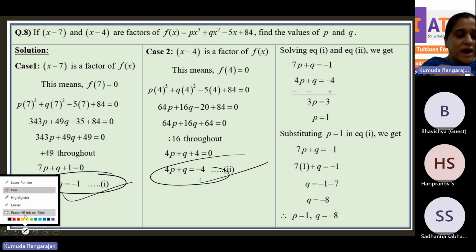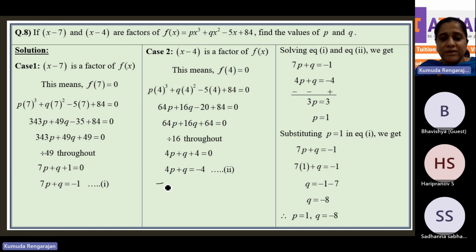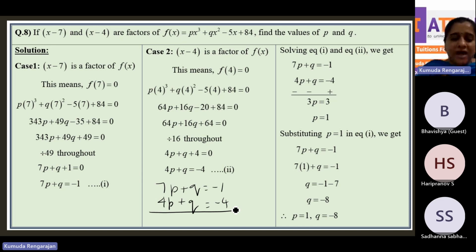Now here, if you add, let me write it here. 7p plus q is equal to minus 1. 4p plus q is equal to minus 4. Supposing I add, I'll get 7p plus 4p, 11p, plus q plus q, 2q, is equal to minus 1, minus 4, minus 5. Do we understand what I've written? This is what you will get when you add the two equations.